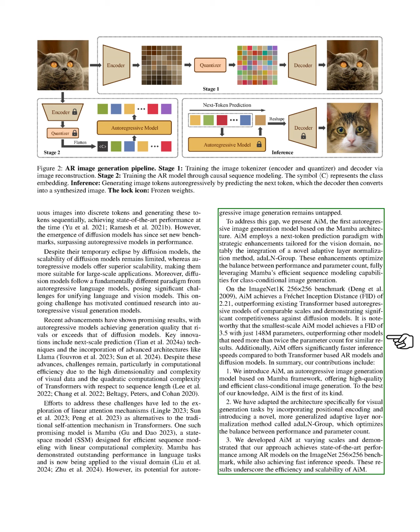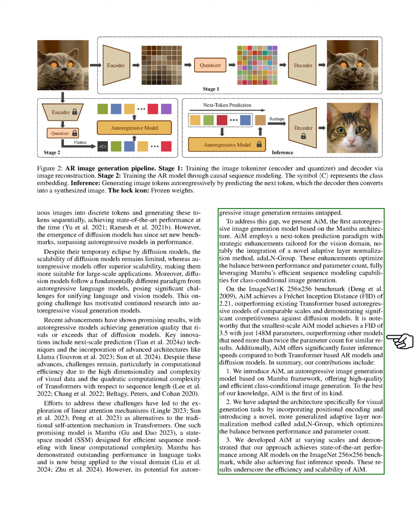On the ImageNet 1K 256x256 benchmark, AIM achieves a Frechet inception distance of 2.21, outperforming existing transformer-based autoregressive models of similar sizes and showing strong competition against diffusion models. Notably, the smallest AIM model achieves a FID of 3.5 with only 148 million parameters, outperforming other models that require more than double the parameters for similar results. Additionally, AIM provides significantly faster inference speeds compared to both transformer-based autoregressive models and diffusion models.